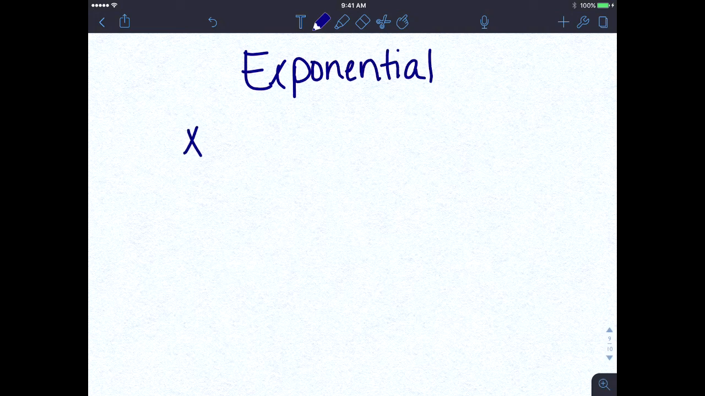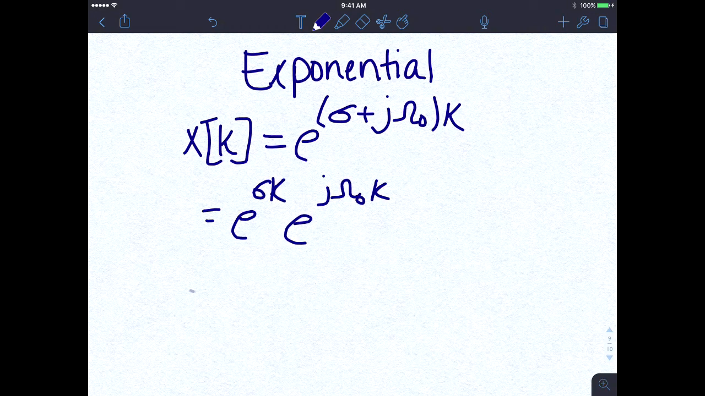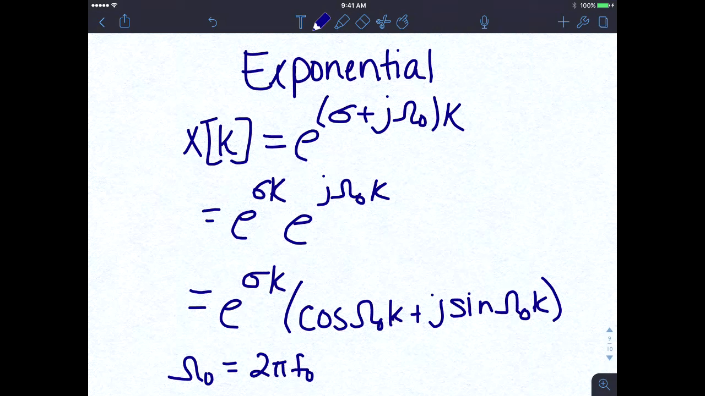So the last elementary function that we will discuss is the exponential function. And the exponential function can be defined as x of k equals e to the sigma plus j omega naught k. And this can be written as e to the sigma k times e to the j omega naught k. And this can even be further written as e to the sigma k times the cosine of omega naught k plus j sine omega naught k. And here omega naught still equals 2 pi f naught, like in sinusoidal functions and also the sinc function.